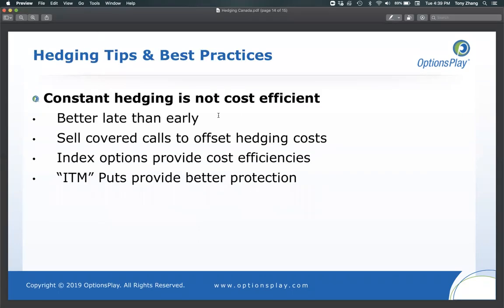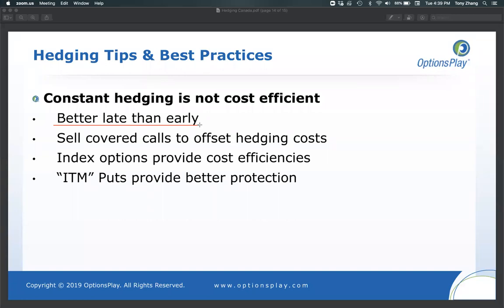So with that, just a few quick tips on hedging and some best practices before we jump over to OptionsPlay to show you some real examples. Number 1, constant hedging is not cost efficient. Like I said, it's very, very expensive. So in this particular case, this is one of those times where it's actually better to be late than early. It's better to be late because insurance certainly will be a little elevated, a little bit more expensive, but you'll generally get good coverage, and you're not buying insurance when you don't need it.